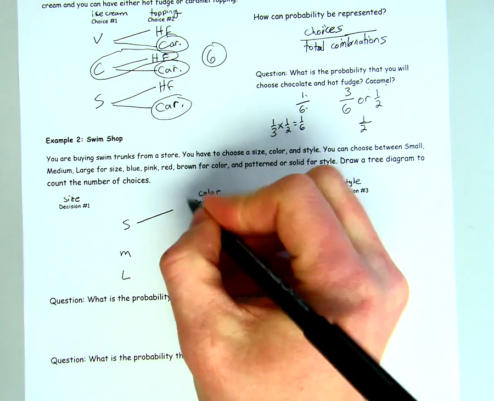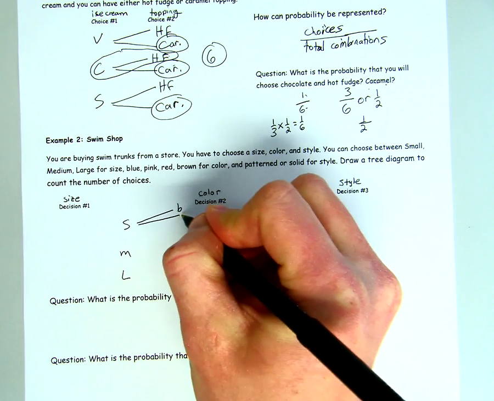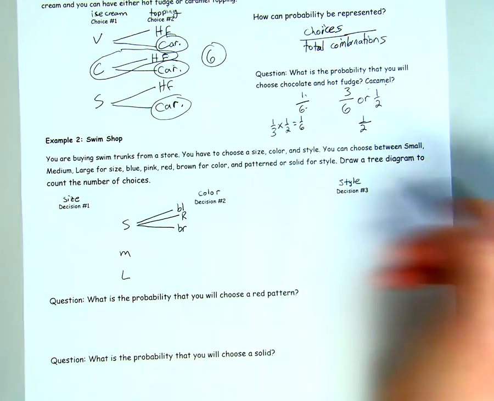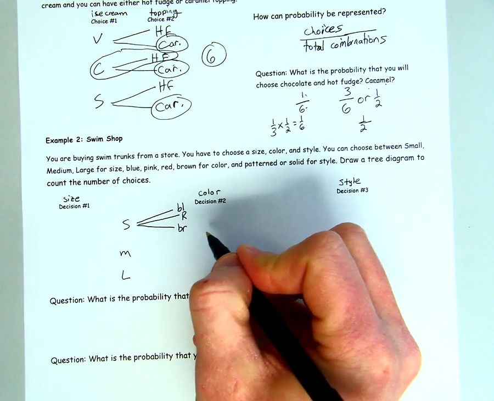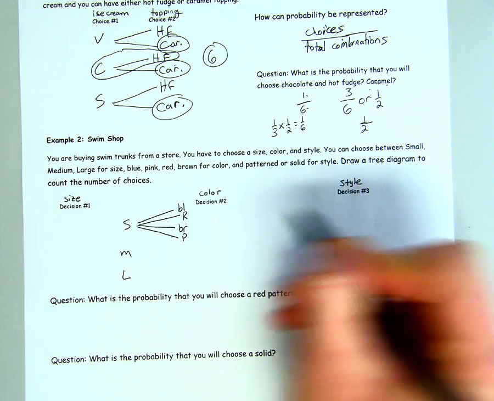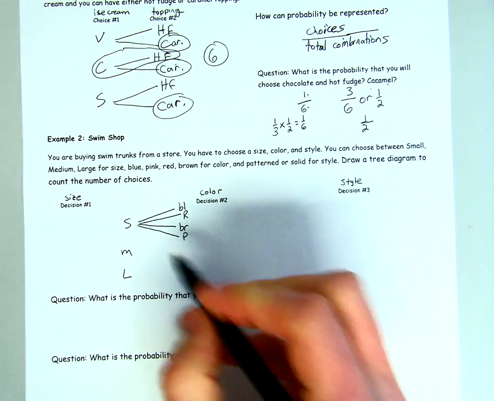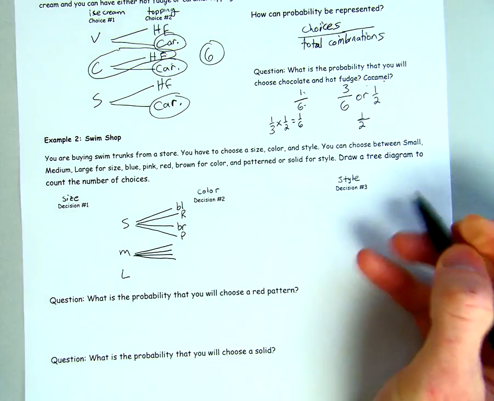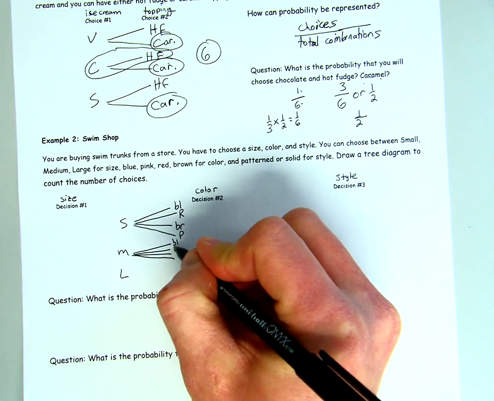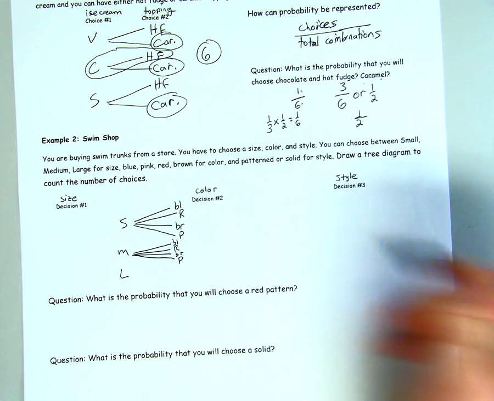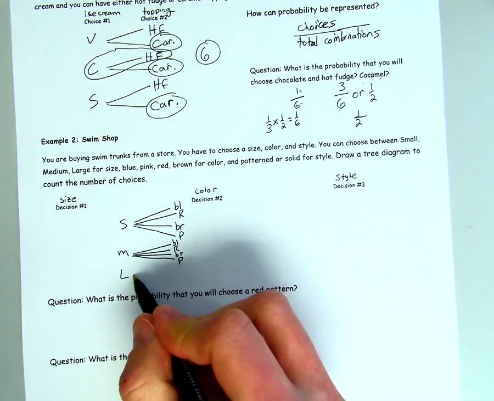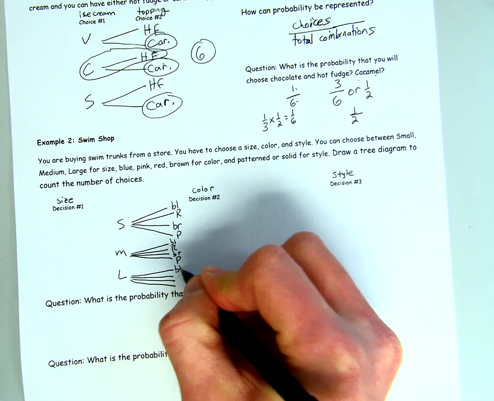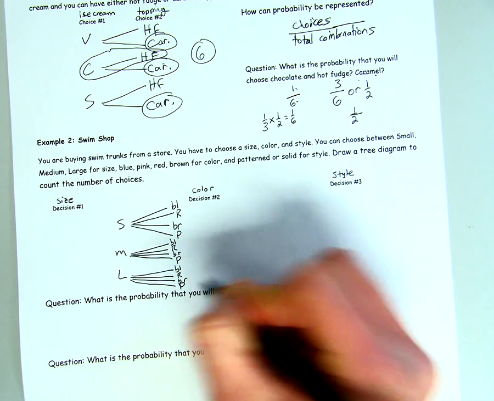So from my small, I can choose blue, red, brown. I'm going to put a BR for brown. I'll put a BL for blue. Or, oops, I forgot about pink. Pink. So I have 4 choices of smalls. The same is going to go for my mediums as well. I can do blue, red, brown, or pink. And then the same goes for my large as well too. I have 4 choices off of that. Blue, red, brown, or pink.